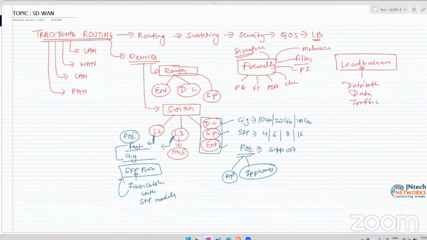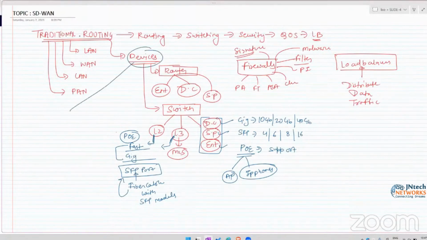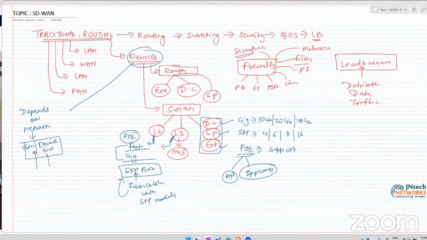Now basically in traditional routing, these devices depend on the network, users, or end devices. If you have a number of users or end devices more than 1000, then we need to use advanced devices. Router processing must be high, switch processing must be high, and storage we also need extra. Clear?